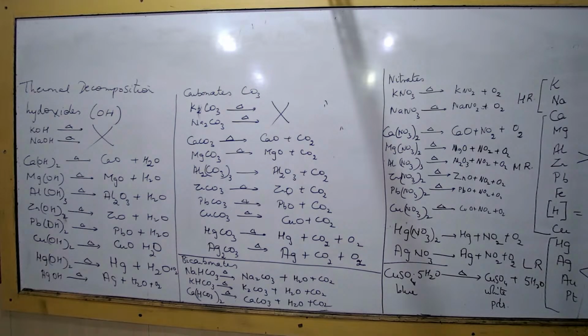Not nitrite, nitrogen dioxide. Sometimes NO2 is nitrogen dioxide, no? But when nitrate comes, it's nitrogen dioxide. When lead nitrate is heated, it decomposes into lead oxide, oxygen and nitrogen dioxide. It's not nitrite, it's nitrogen dioxide.